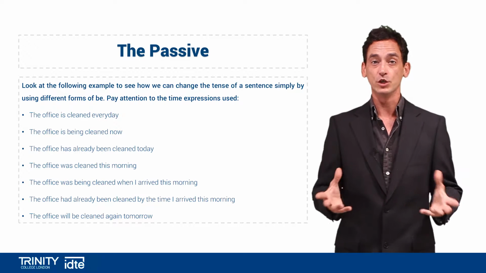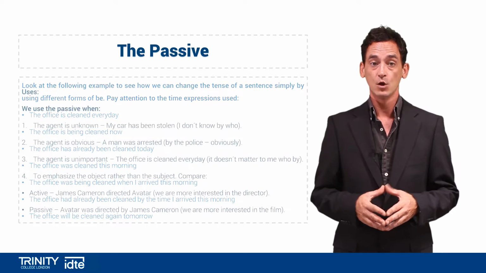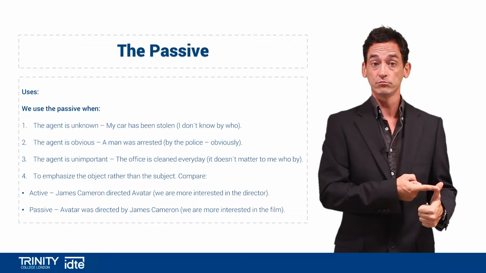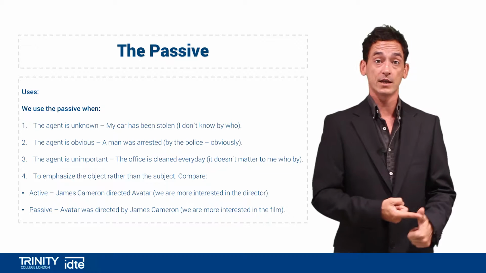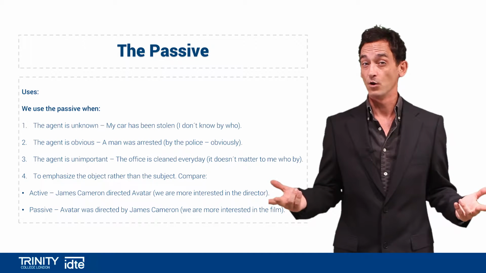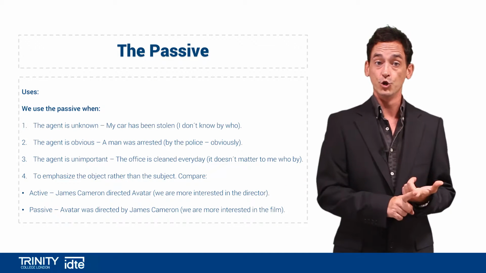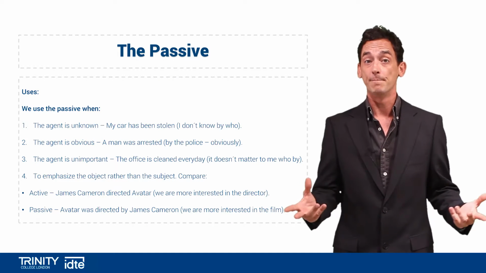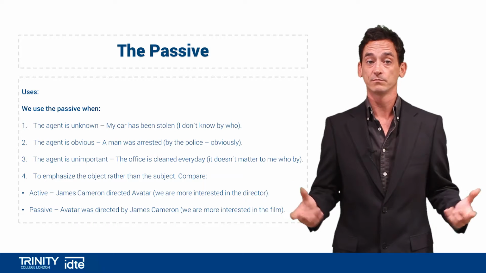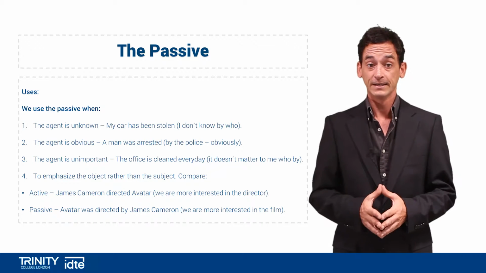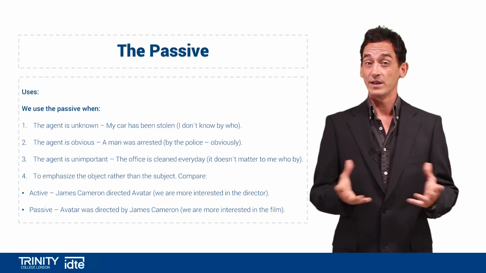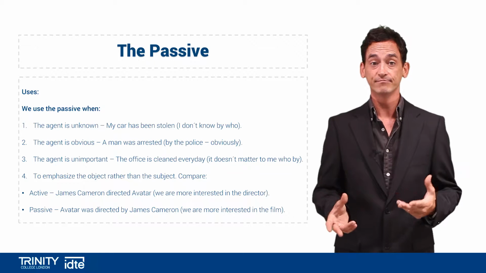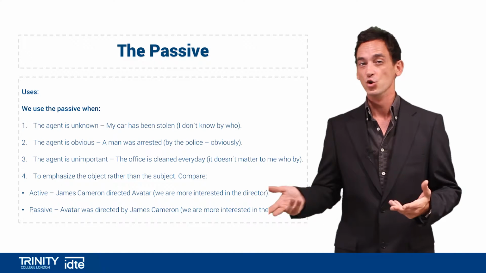So let's look at some of the uses of the passive. We use the passive when A, the agent is unknown. So for example, my car has been stolen. I don't know by who. 2, when the agent is obvious. So for example, a man was arrested by police. Obviously. Number 3, when the agent is unimportant. So the office is cleaned every day. It doesn't matter to me by who.